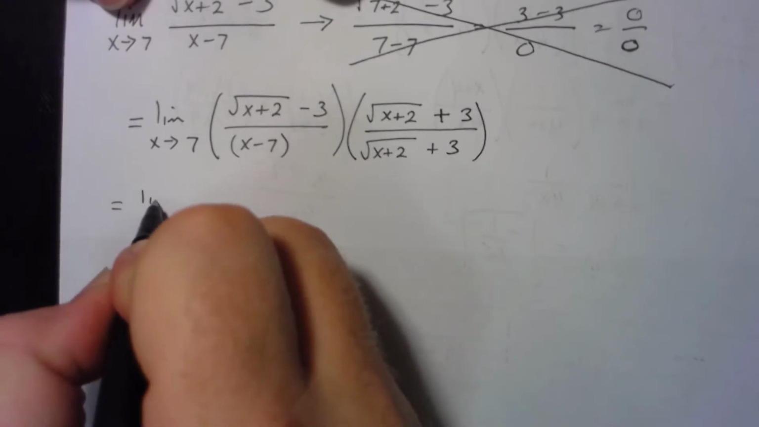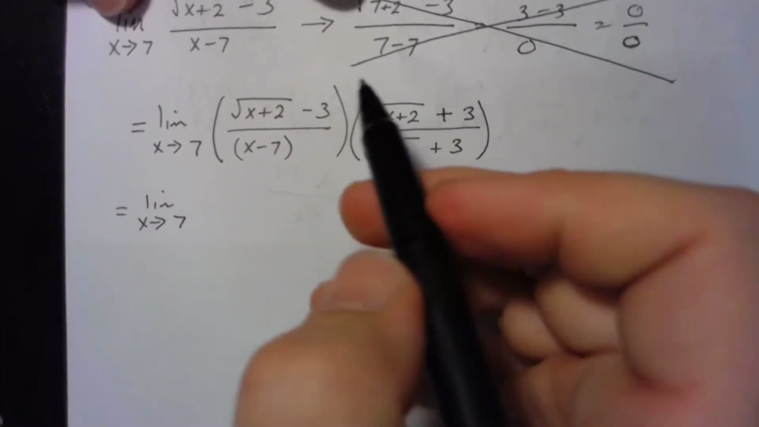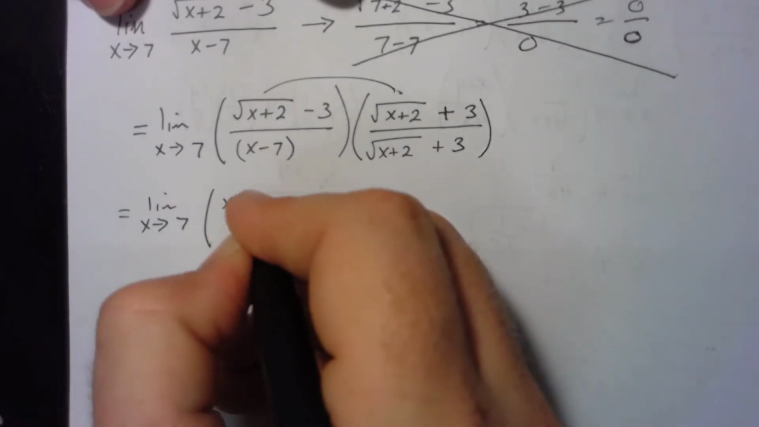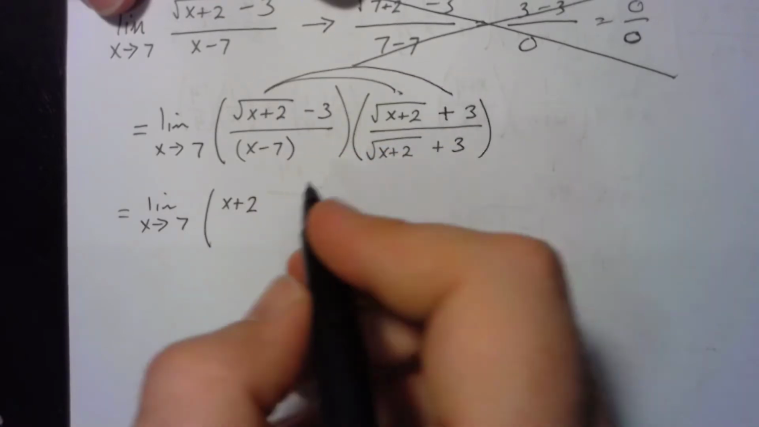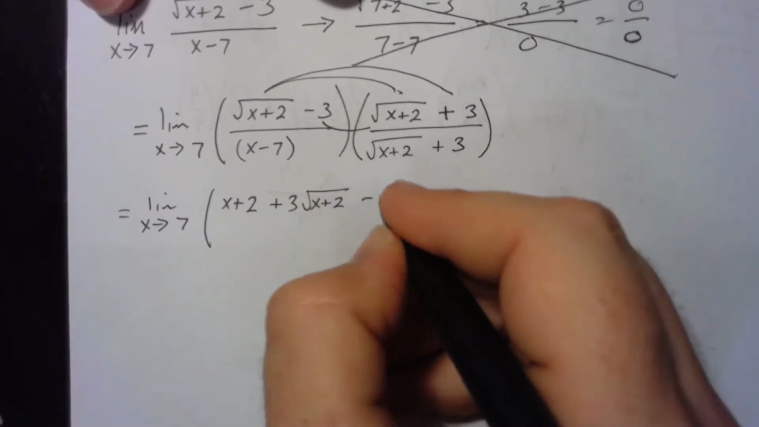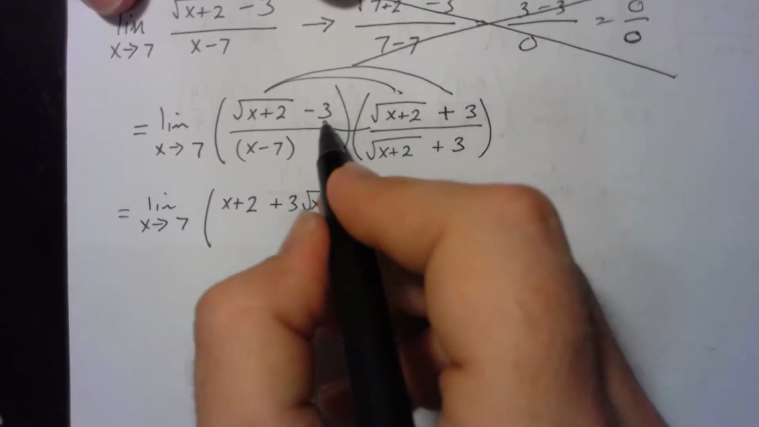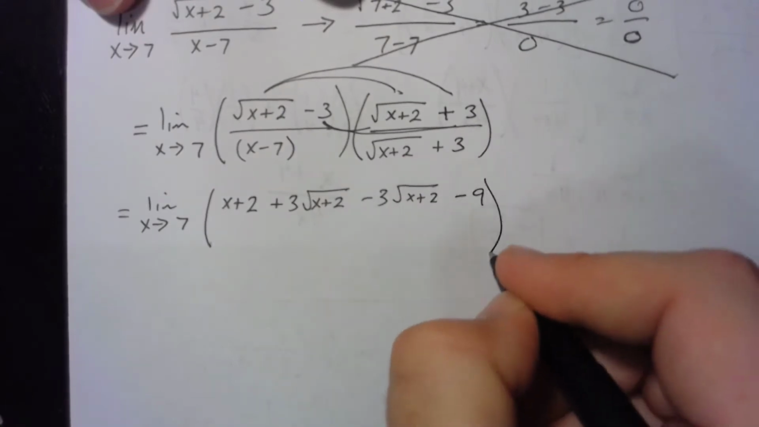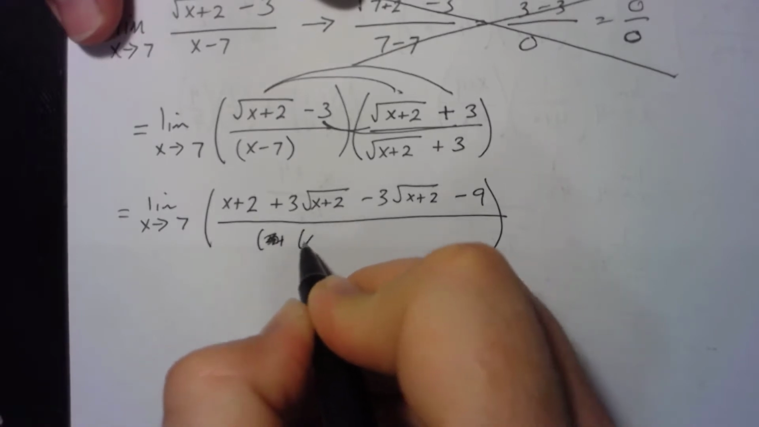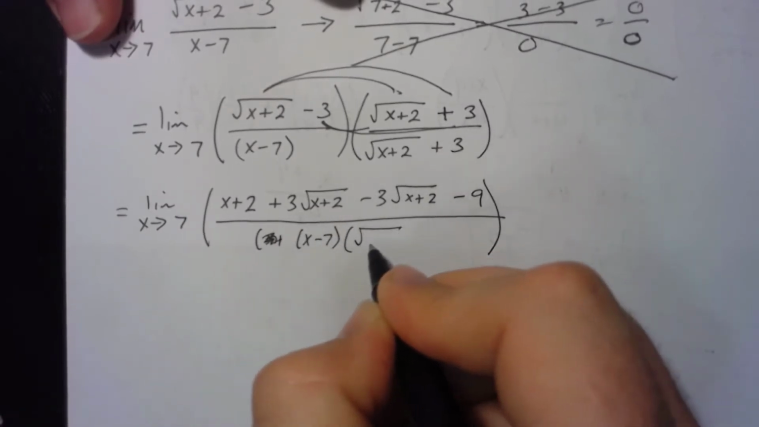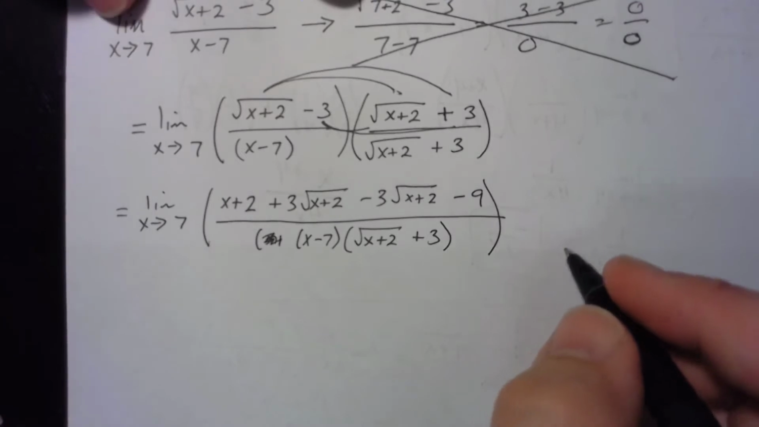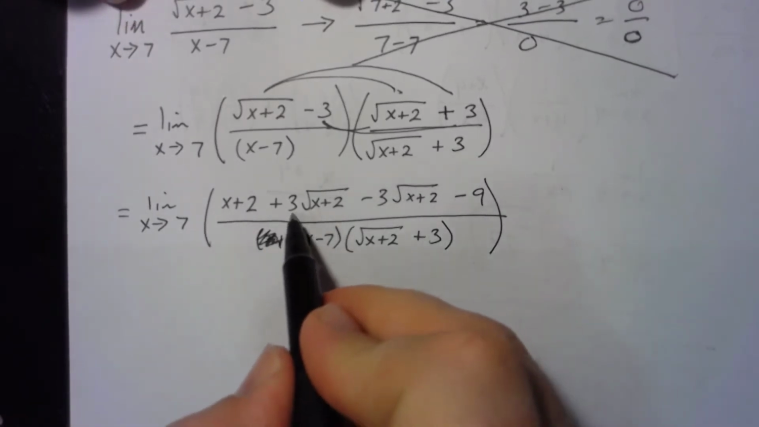So what I'm going to do now is simply multiply out the top. Very carefully, I'm going to have the radical x plus 2 times the radical x plus 2, giving me simply x plus 2. I'm going to have the positive radical times positive 3, so plus 3 radical x plus 2. I'm going to have negative 3 times that same radical, minus 3 radical x plus 2. And then I'm going to have negative 3 times the positive 3, giving me negative 9. This is all still divided by, and again, I'm not multiplying out x minus 7 to anything, so it's going to be x minus 7, and then the radical of x plus 2 plus 3, all multiplied in the denominator.